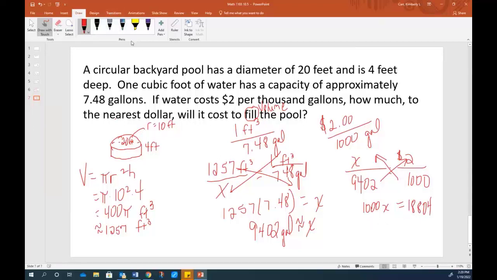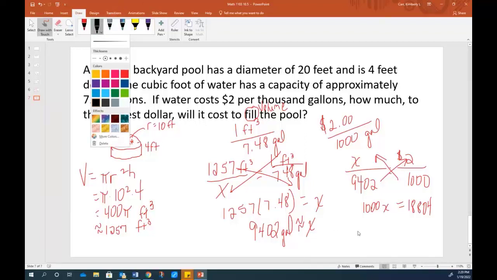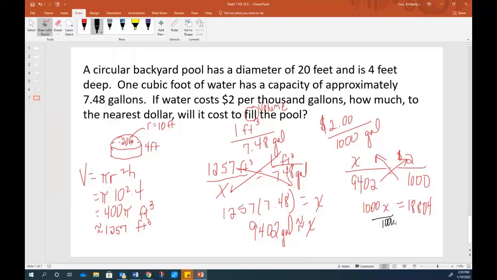Divide both sides by 1,000. And x is equal to 18.80. And the reason I cut it off at 2 decimal places is because we're talking about money. However, that still wouldn't be the answer. If I put that in online, it'd be wrong because it didn't say to the nearest penny. It says to the nearest dollar. So to the nearest dollar, well, $18.80 is closest then to $19.